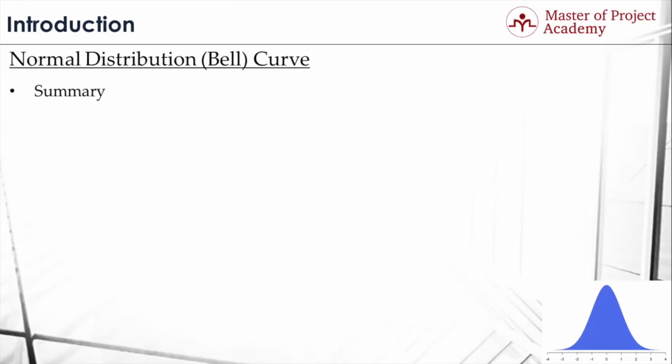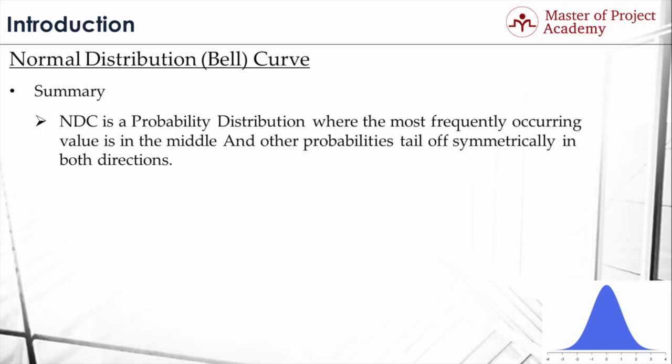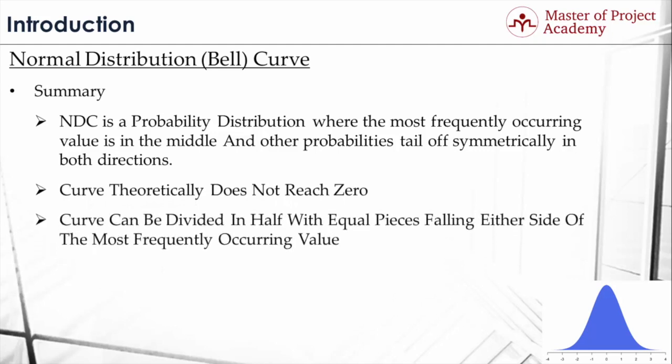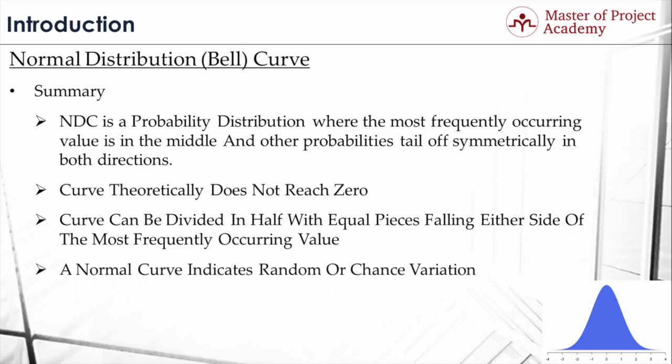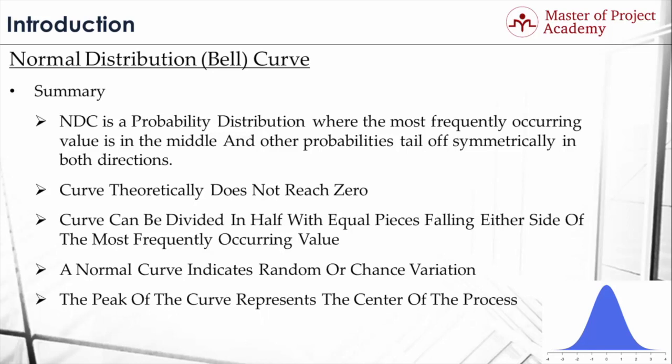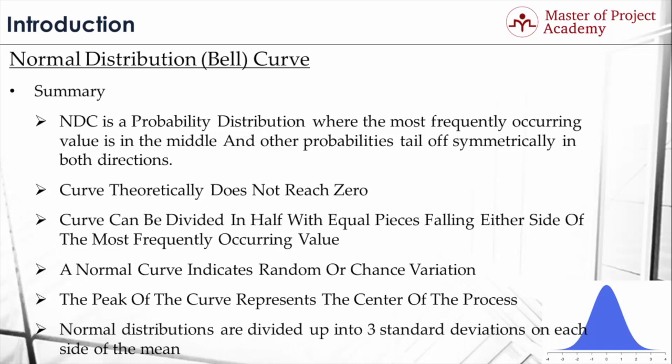If we sum up what we learned about the normal distribution curve, NDC is a probability distribution where the most frequently occurring value is in the middle, and other probabilities tail off symmetrically in both directions. The curve theoretically does not reach 0. The curve can be divided in half with equal pieces falling either side of the most frequently occurring value. A normal curve indicates random or chance variation. The peak of the curve represents the center of the process, and normal distributions are divided up into 3 standard deviations on each side of the mean.